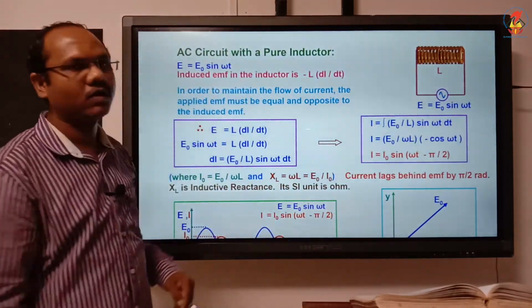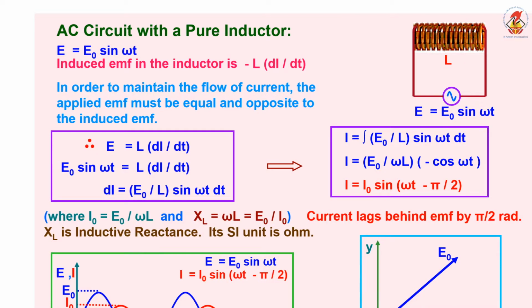So, we will go with the derivation. E is equal to E0 sin omega t, and when it passes through the inductor it will produce back EMF, that means the induced EMF, which is given by minus L into di by dt.